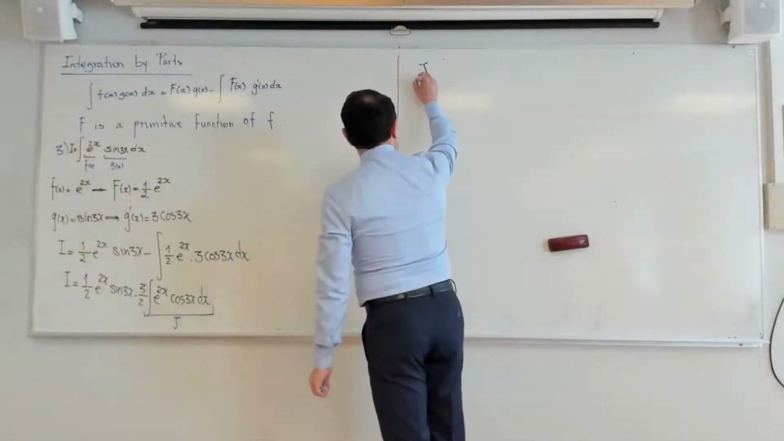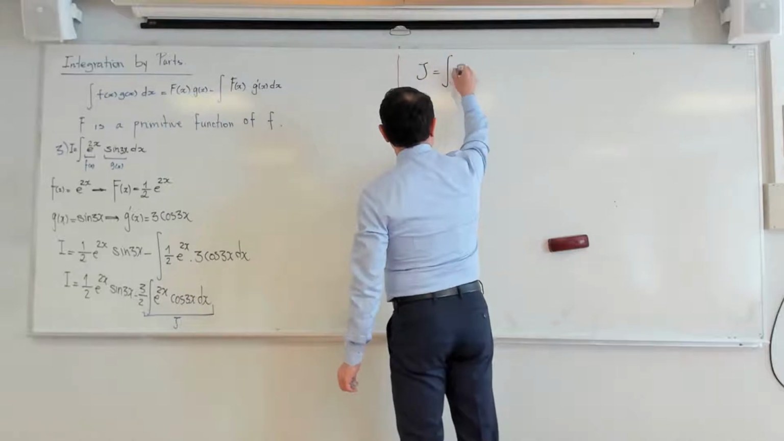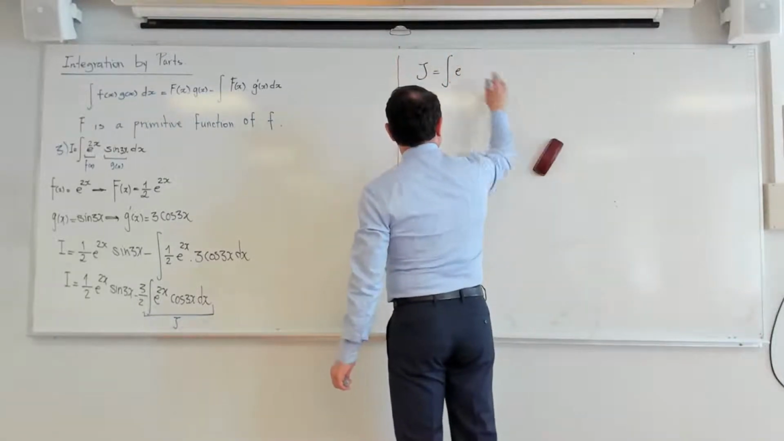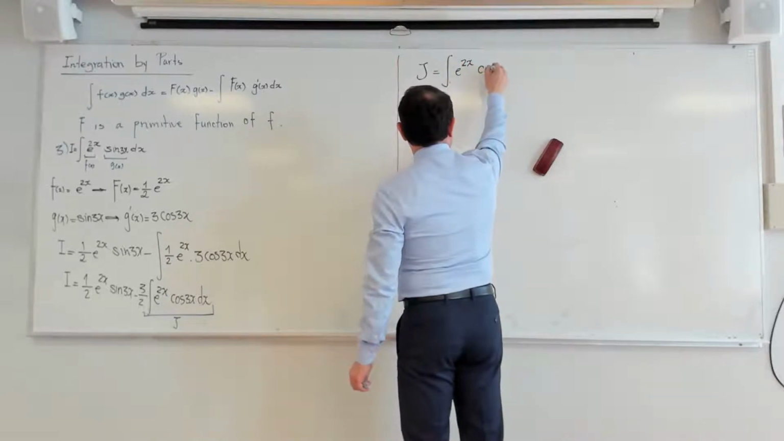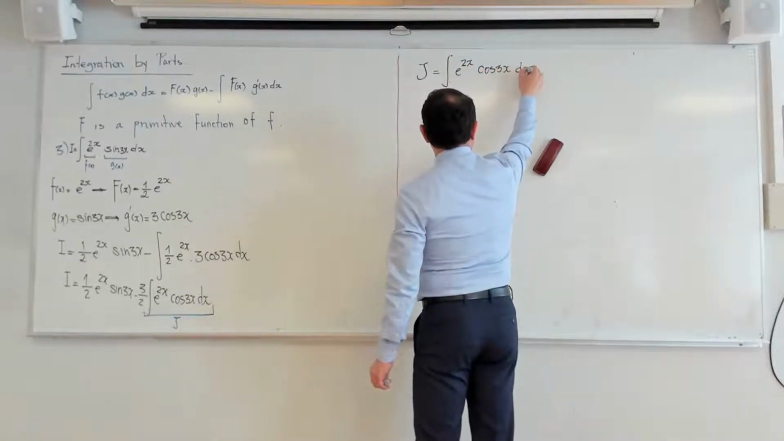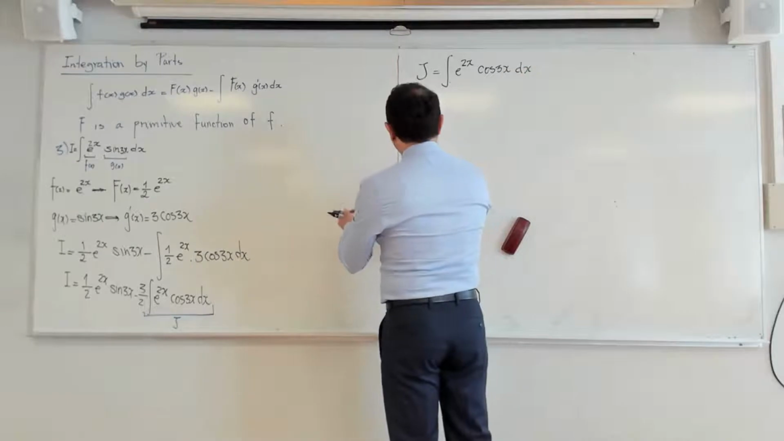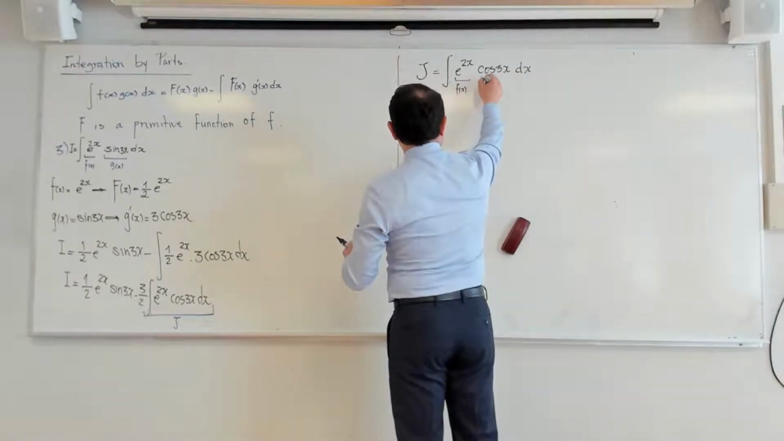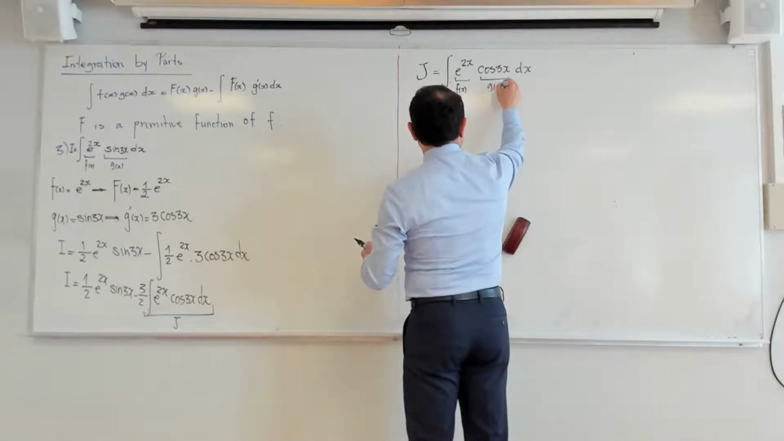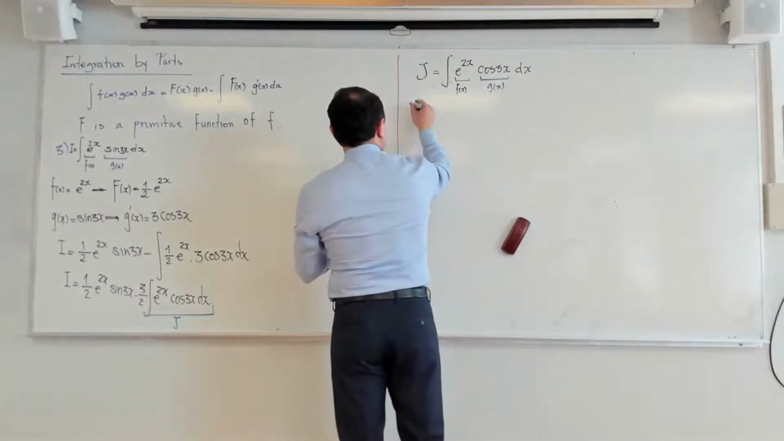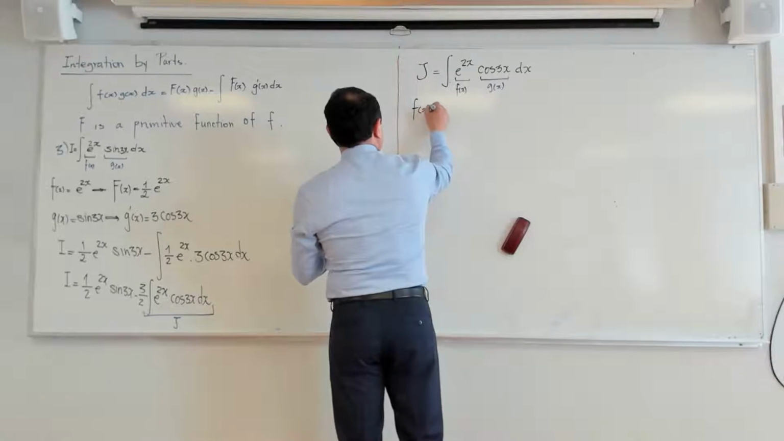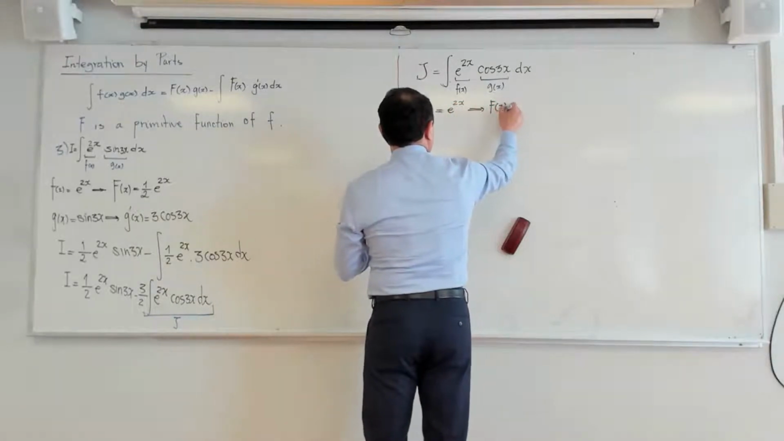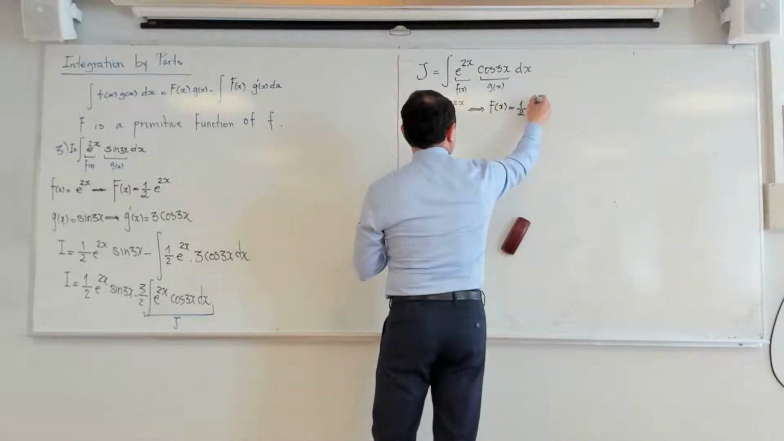So j is equal to the integral e to the power of 2x, yes, and then cosine 3x dx. So let us do the same thing. This time, let me choose this one again to be little f, and this one to be little g. And then immediately I need to find capital F, e to power 2x, so the capital F becomes 1 over 2 e to power 2x.